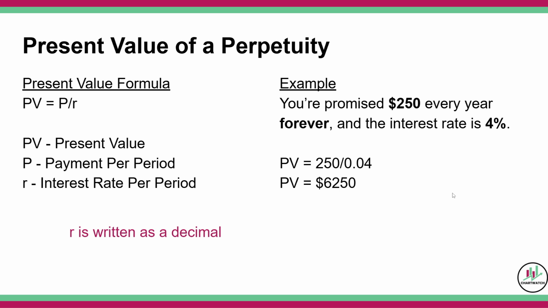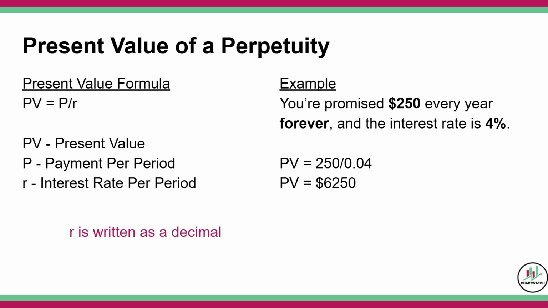So we're going to show you this quick example. You're promised $250 every year forever, and the interest rate is 4%. So you will receive $250 every year forever. And obviously the normal person doesn't live forever, but if they were to live forever, I'm going to show it to you right now. If you take 250 and divide by 1.04 to the 1, you get a small number.